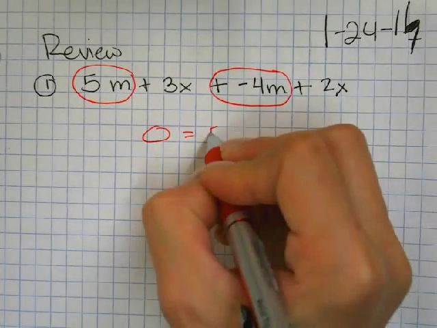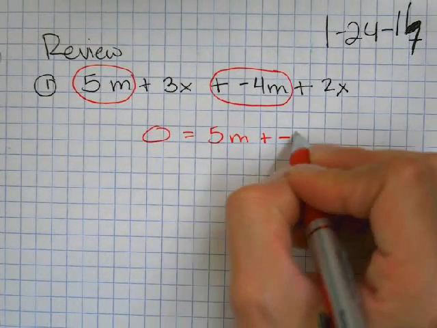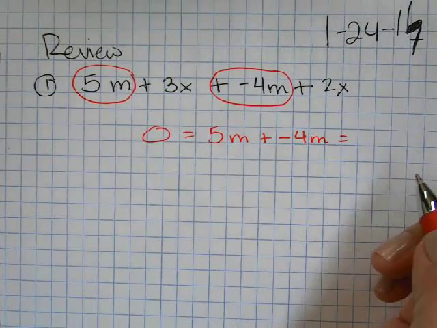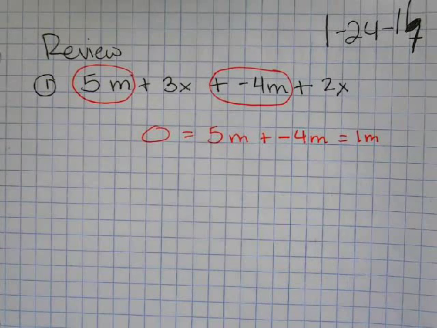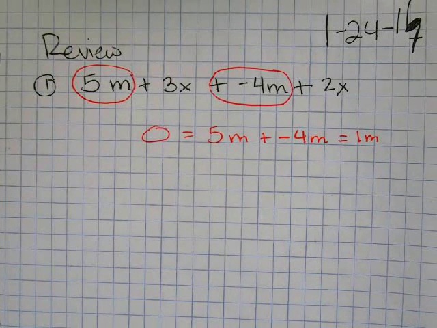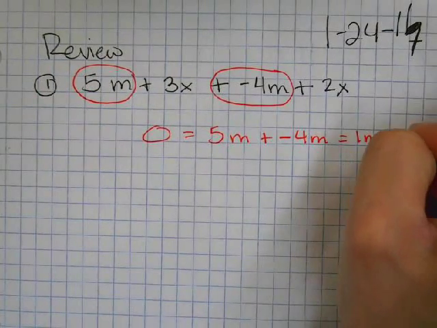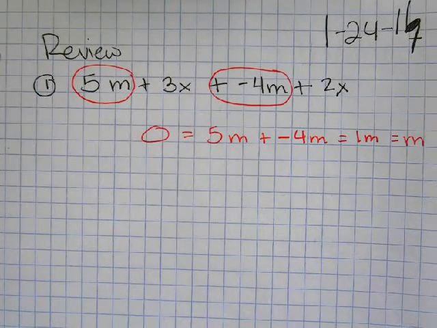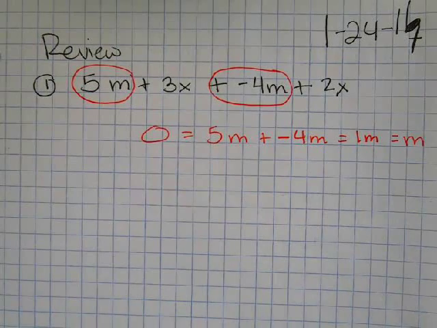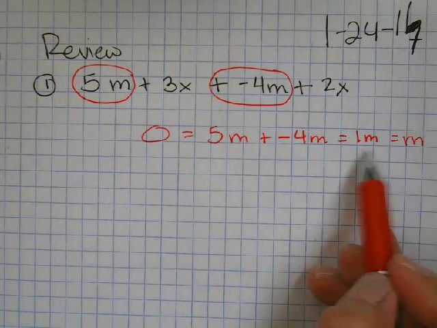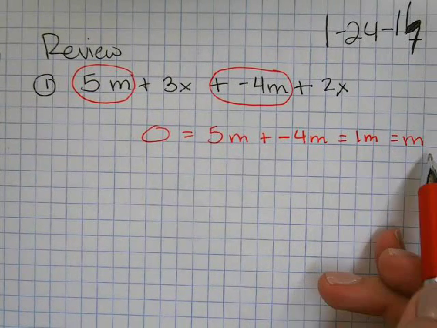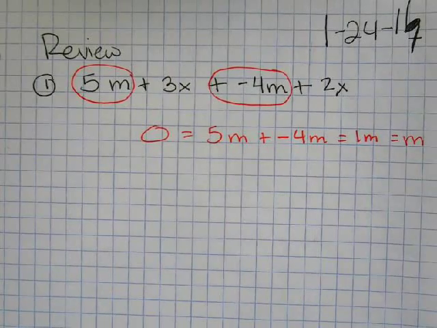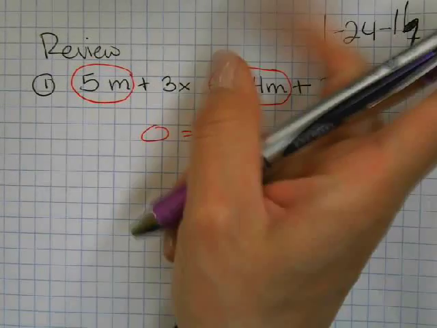So 5m plus negative 4m is equal to 1m. Now, do I really need to write the 1? I can just write m. Because remember, when you just see a variable without a number, there's an invisible 1. So if your actual answer is 1m, you can technically not write the 1 and just leave it as m. I know, it's crazy.